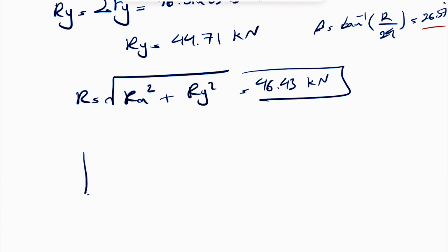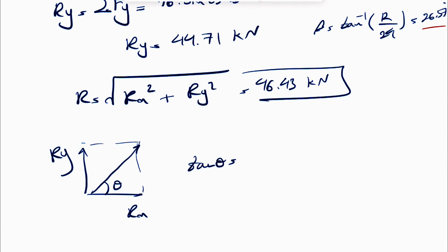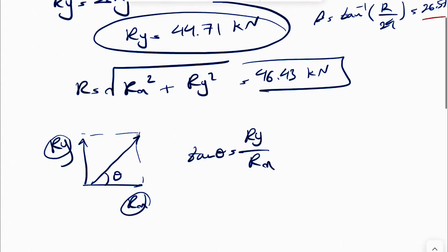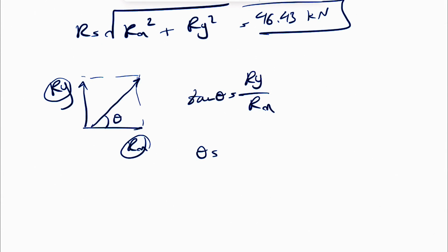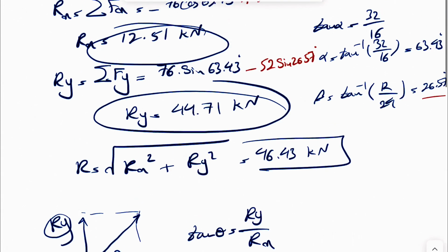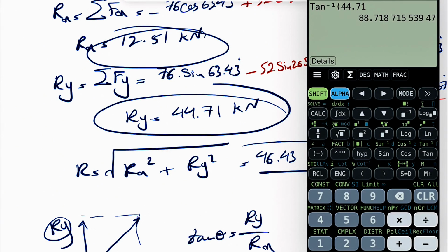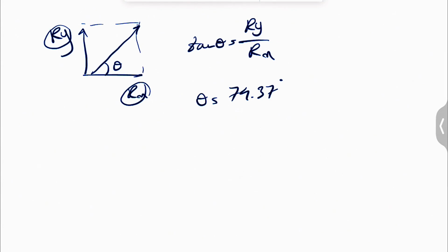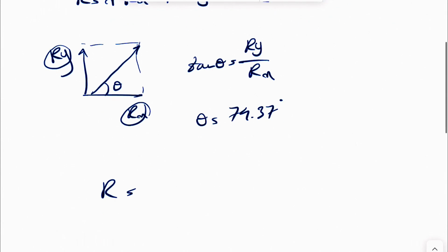We found our R has two components, Rx and Ry. If we call this angle theta, tangent of theta would be Ry over Rx. Keep in mind each of these two are positive, so positive 12, positive 44. So the angle theta would be tangent inverse of 44.71 divided by 12.51. So the angle would be 74.37 degrees.